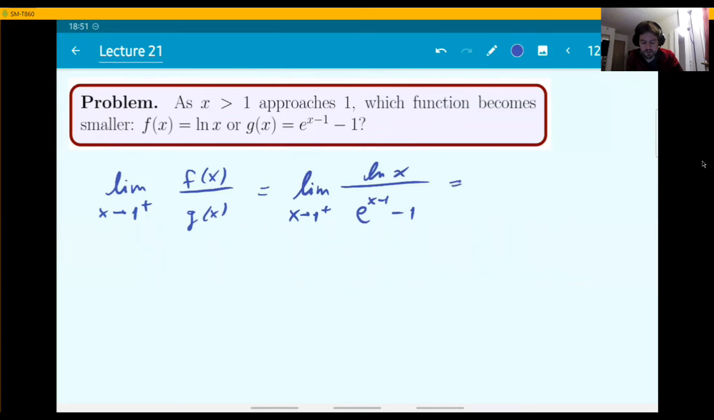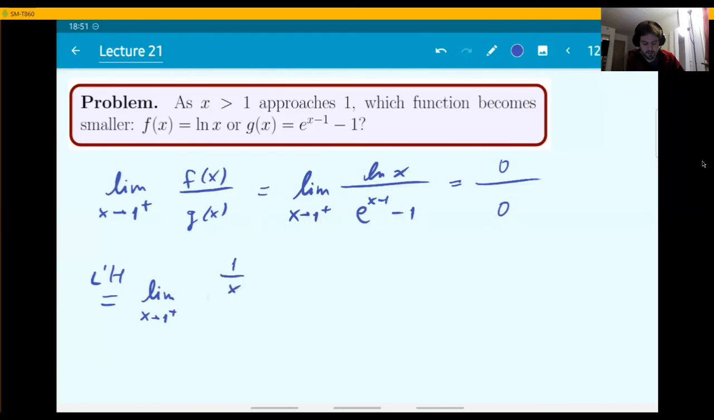Plug in 1 first of all. Ln of 1 is 0. E to the 1 minus 1 is e to the 0, which is 1. Then there's another minus 1 there, making that also a 0. 0 over 0, L'Hopital. You have to check first of all before you do L'Hopital. But okay, what do you get here?